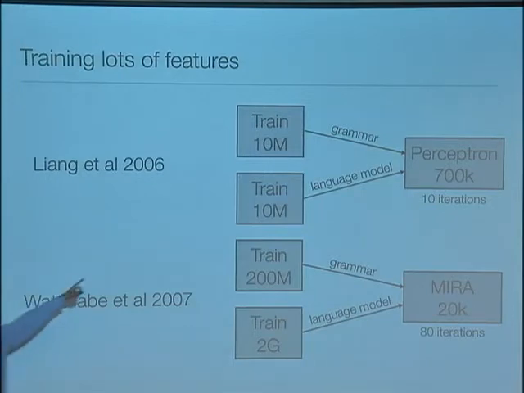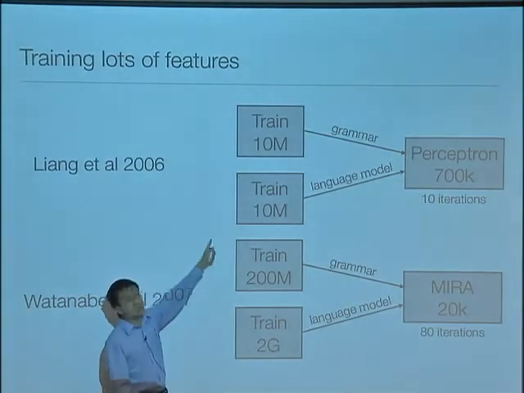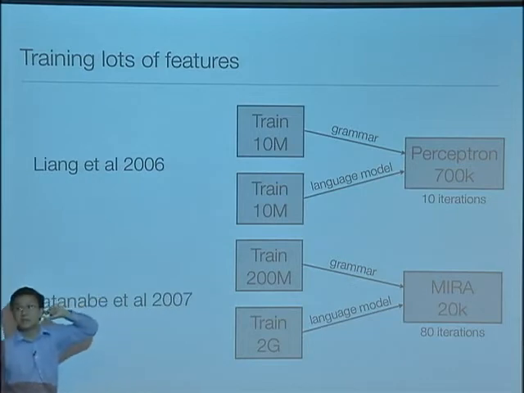So this is starting to get more practical, because at least you can train your language model and your phrase table separately and stuff like this. It's not as theoretically pure, but it's more practically scalable.